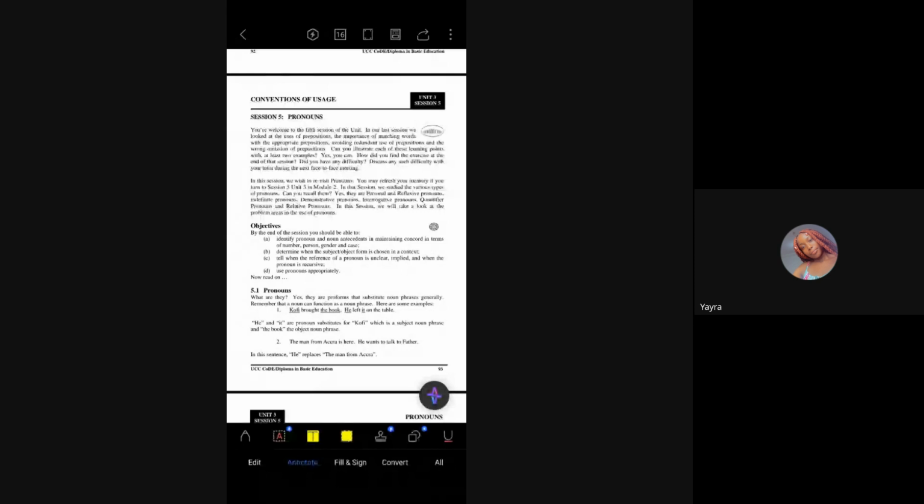So the pronouns, section 5. What are pronouns?